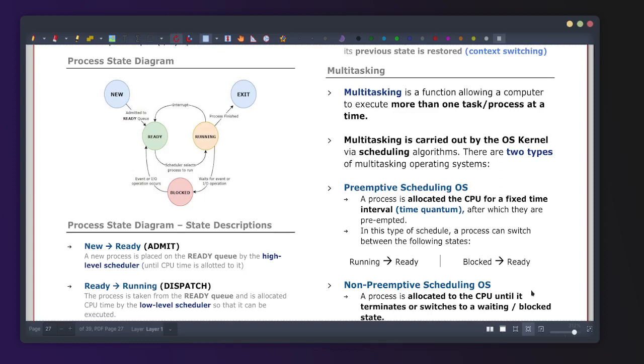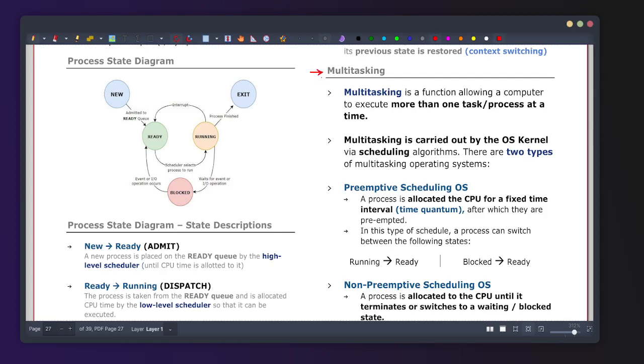Hi guys, so this video will be a continuation of the previous part 1 video on chapter 16, or unit 16, system software and virtual machines. So let's start looking at the next section, which is on multitasking.